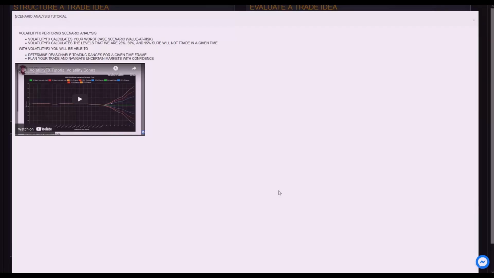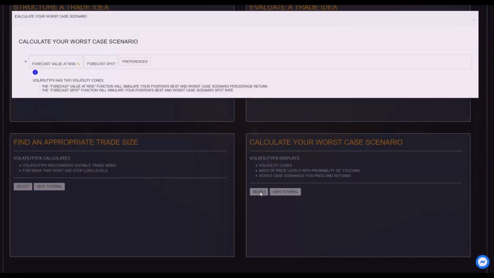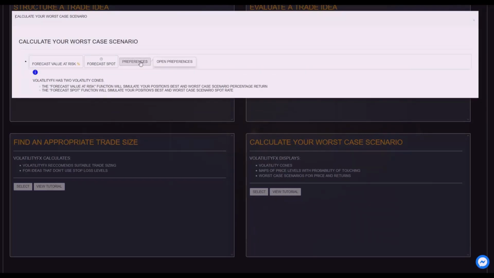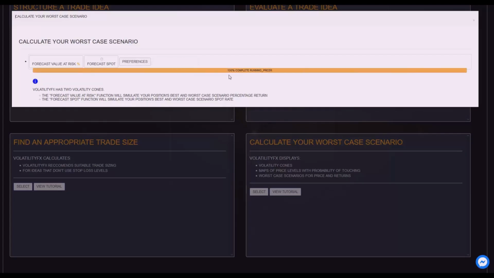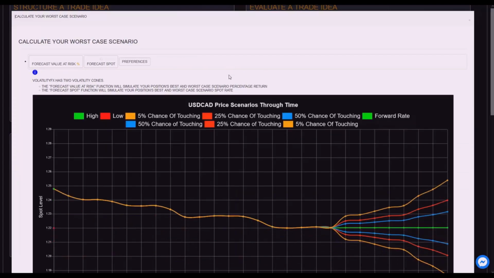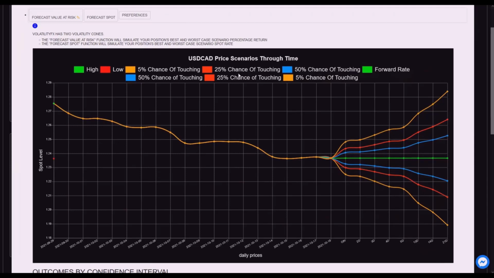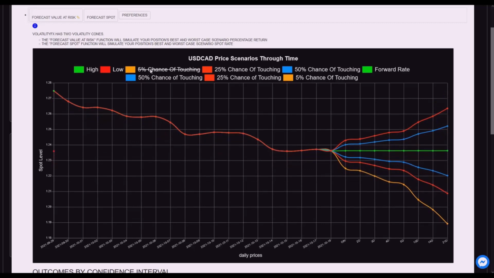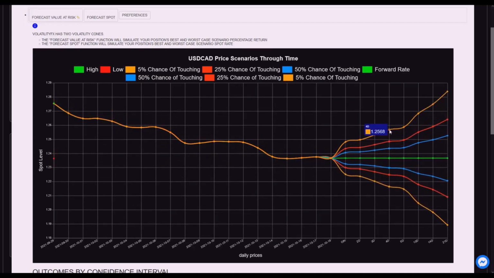Finally, VolatilityFX provides volatility cones, which provide our best and worst case scenarios so that we will know what our best and worst outcomes are to stay confident trading in rocky markets. Here we'll forecast the 21-day best and worst case scenario in dollar CAD. We see that we have our 5% confidence level. So this is where we're 95% confident that within 21 days, dollar CAD stays below 128.40, for example.